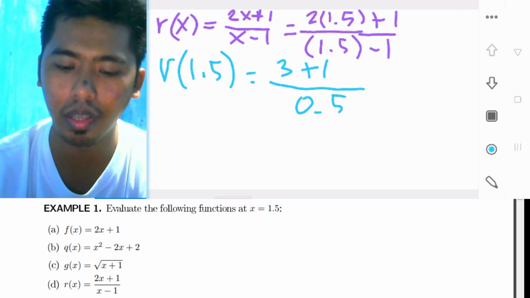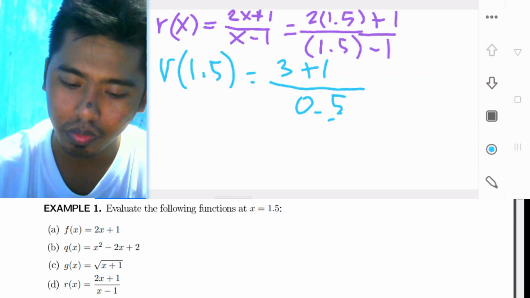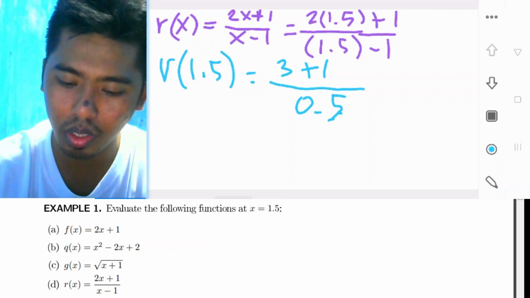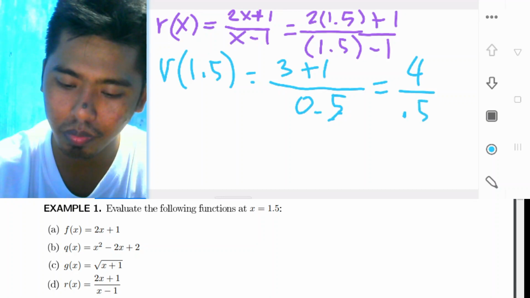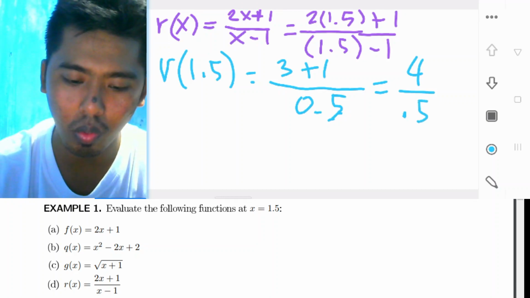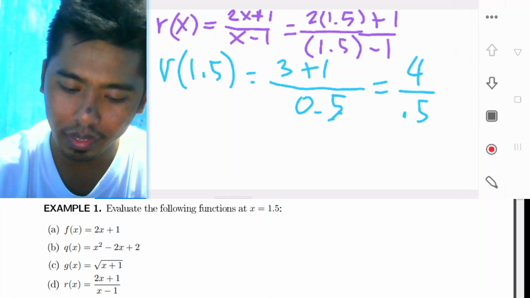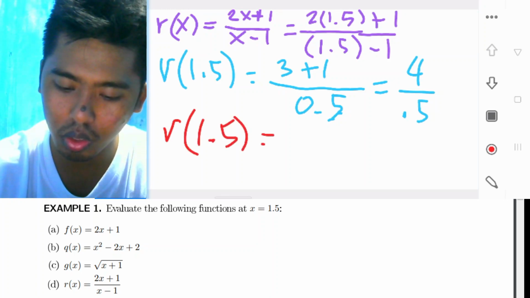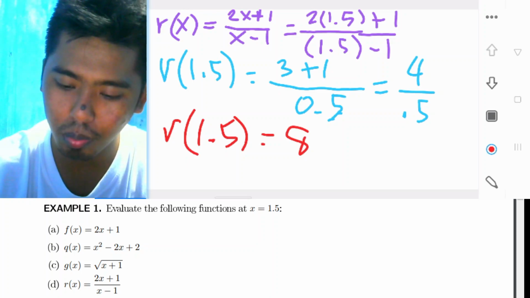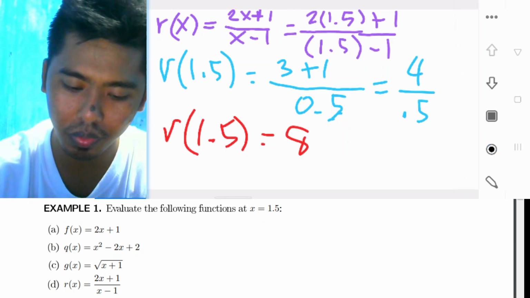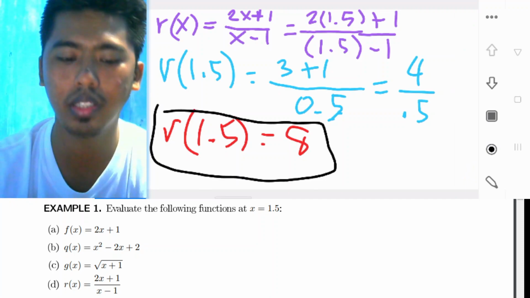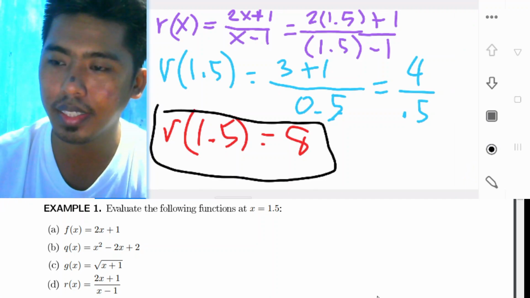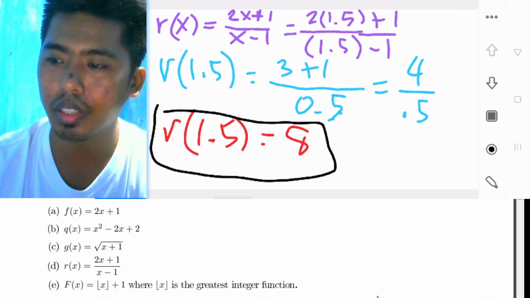0.5. Okay, so 3 plus 1, that would become 4, and this would become 0.5. Okay, now 4 divided by 0.5, that would become 8. So r of 1.5 is equal to 8, and that would be your final answer. Yay, final answer. So next example, we have letter E.